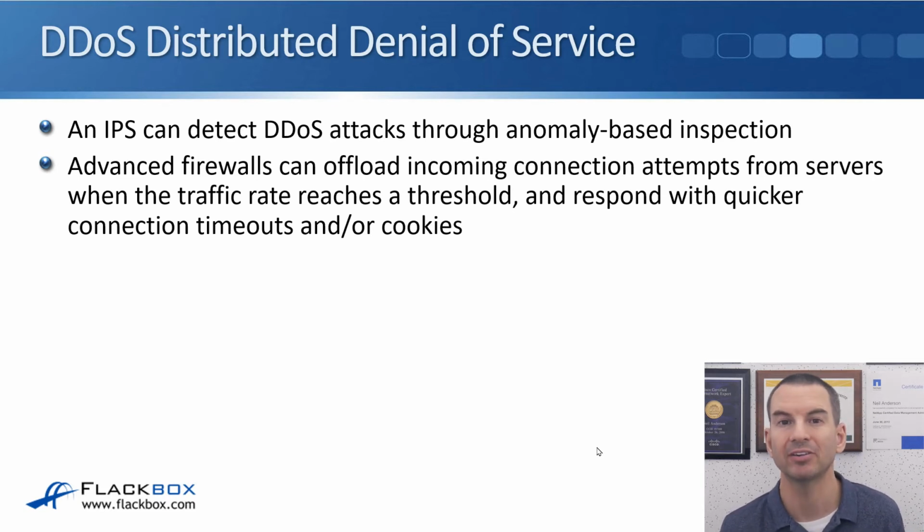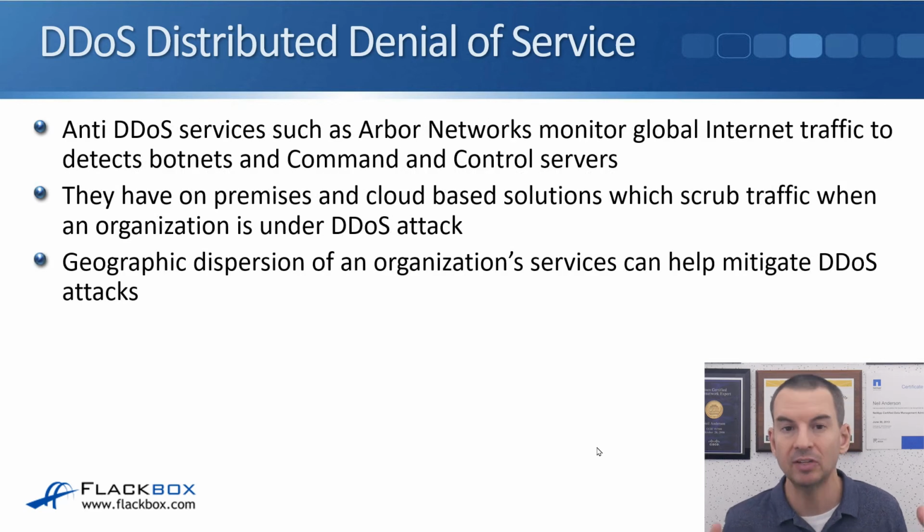So the firewall is a hardened security device. It is less susceptible to DDoS attacks than maybe your other servers. However, your firewalls can still be a target of DDoS attacks themselves. They can also become overwhelmed, so there are other solutions available as well. Anti-DDoS services such as Arbor Networks monitor global internet traffic to detect botnets and command and control servers. They have on-premises and cloud-based solutions, so on your premises and also available in the cloud, which scrub traffic when an organization is under DDoS attack.